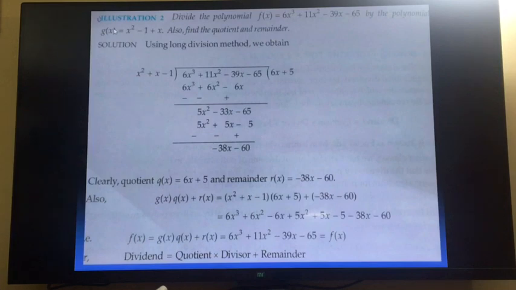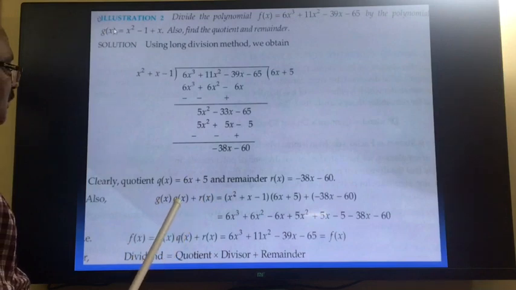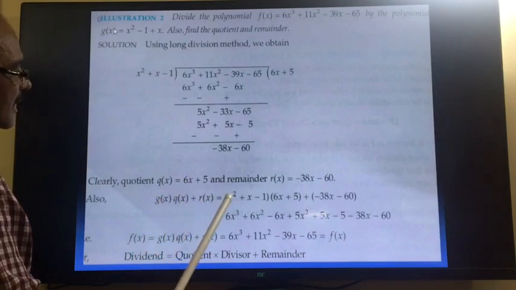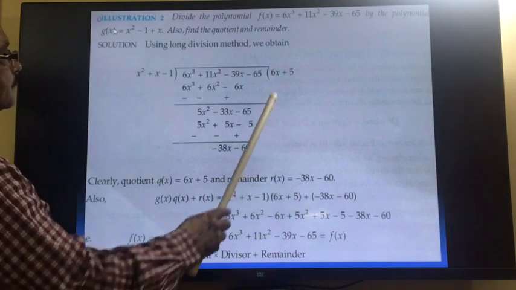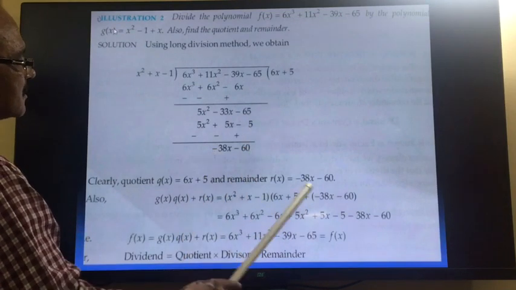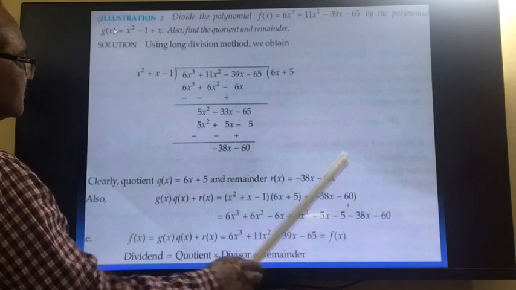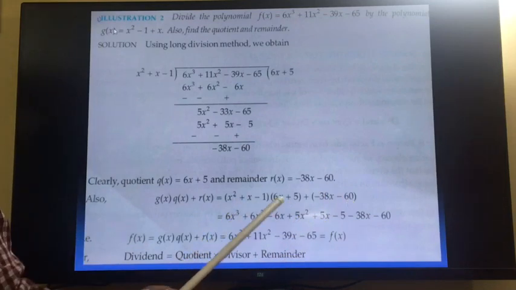So we will apply this formula and see whether our answer is correct or not. To check this, the formula is dividend is equal to quotient into divisor plus remainder. Here the divisor is x square plus x minus 1, the quotient is 6x plus 5, and the remainder is minus 38x minus 60. Now we will multiply these two brackets.